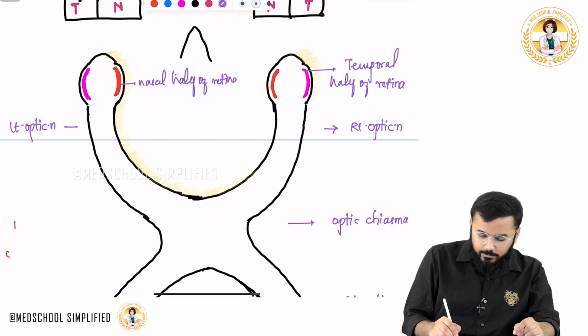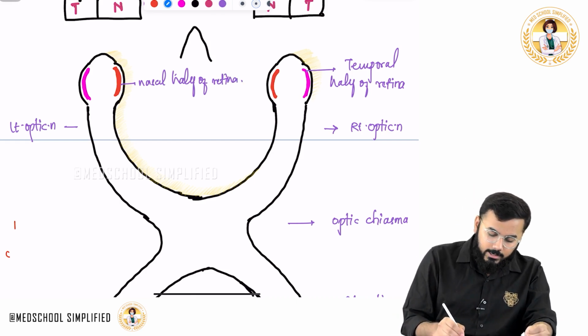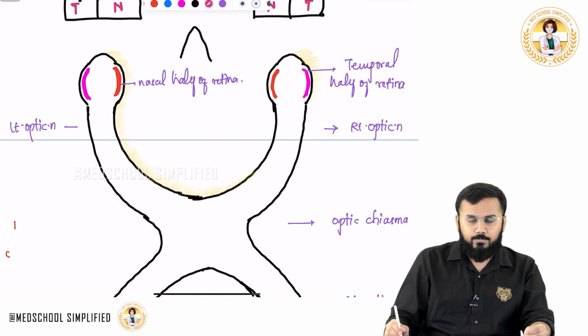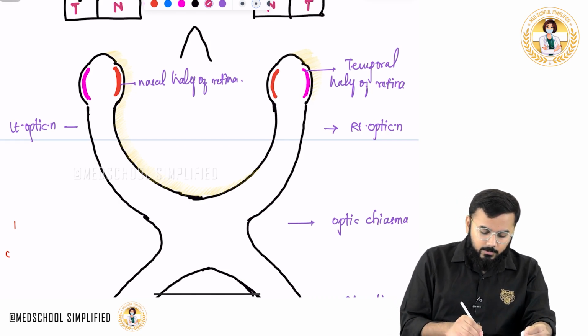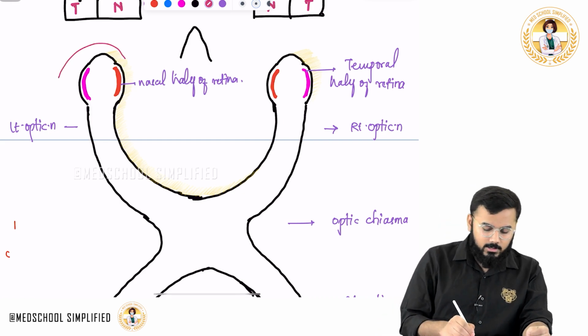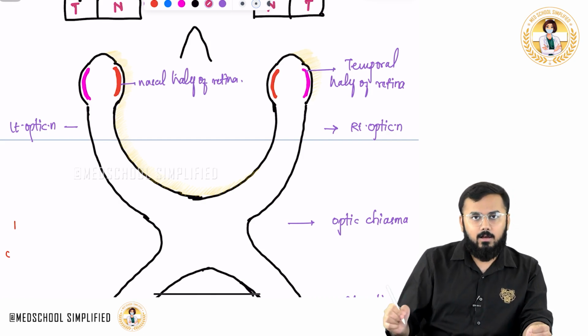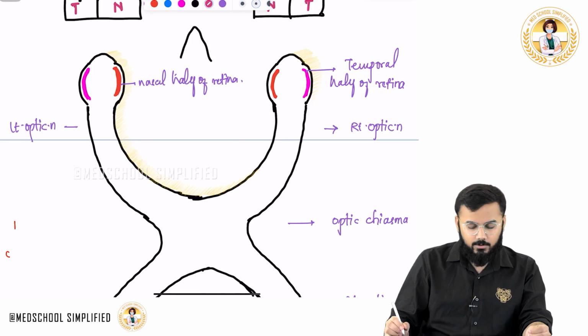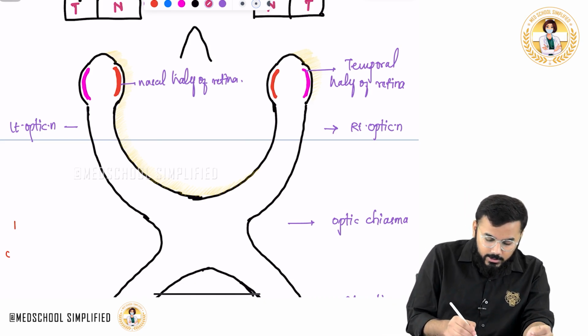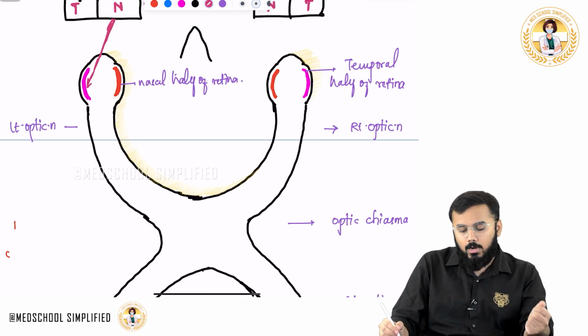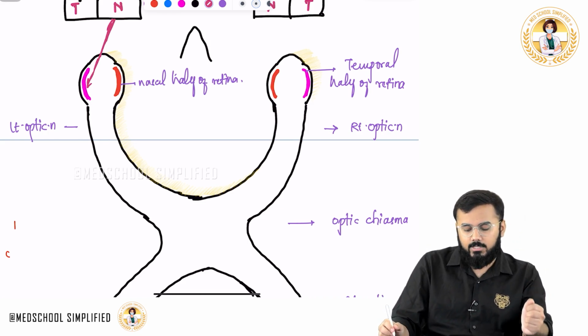Nasal half of retina. What I am trying to tell you is, for example, let us say this is my left eyeball, this is my right eyeball. You see, this is my left, this is my right. Now, whatever images are formed on the nasal half, you know what the nasal half is now, all these images are taken up by the temporal half of the retina on the left side.